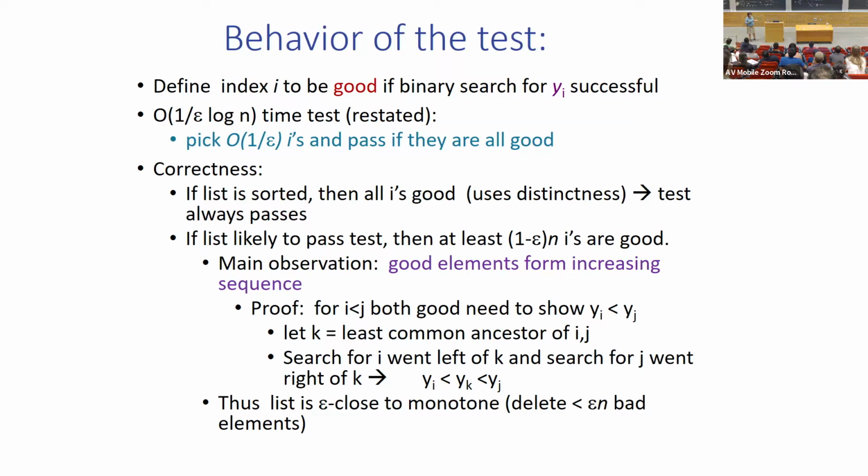Okay, questions? So the running time was order of 1 over epsilon log n. And then this thing definitely accepts good lists and with high probability rejects bad lists. Okay, and the probability statement came in here. Maybe I was unlucky and there were a lot of bad elements, but I didn't see them. But that's very unlikely.